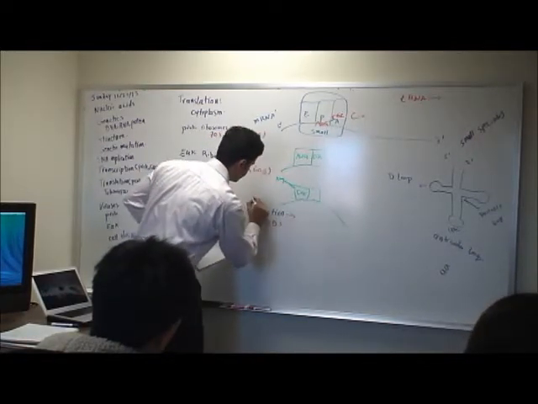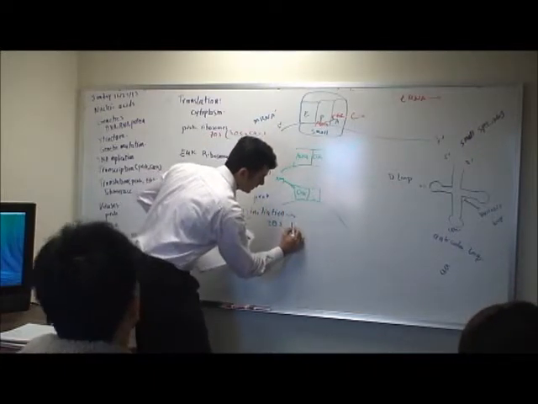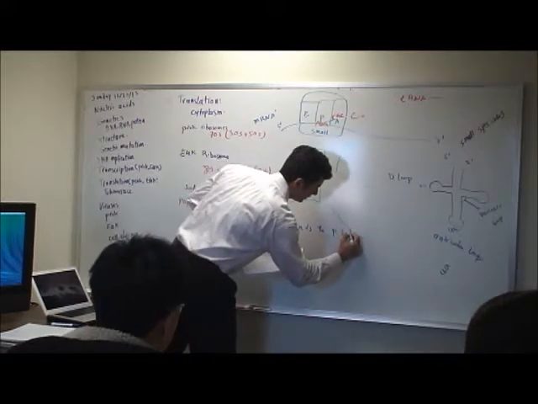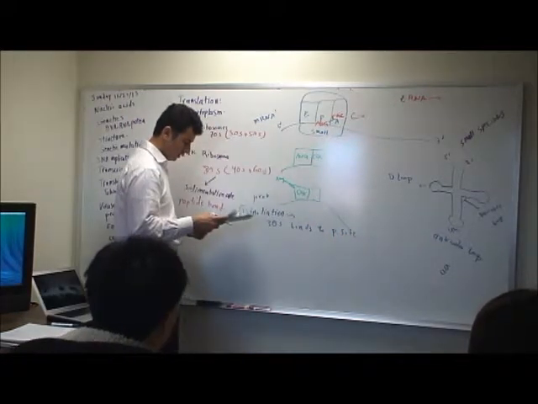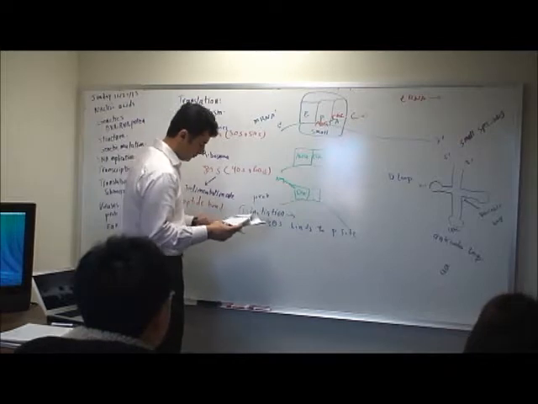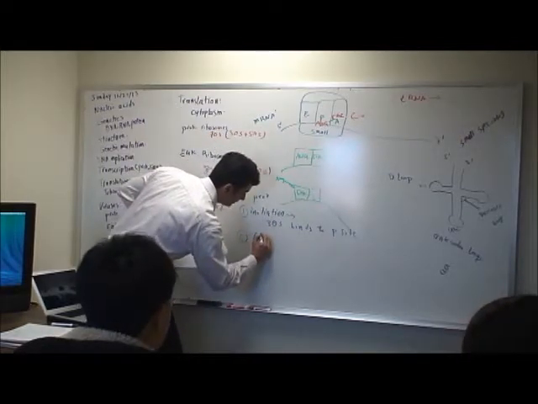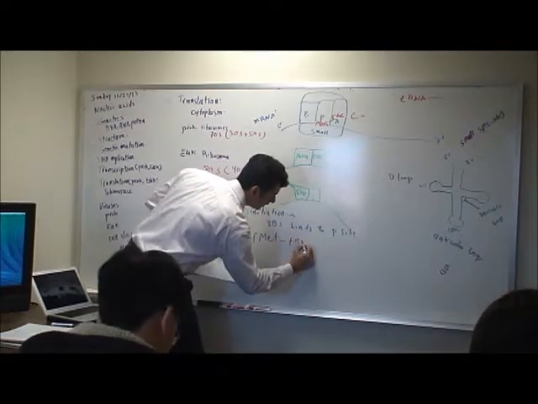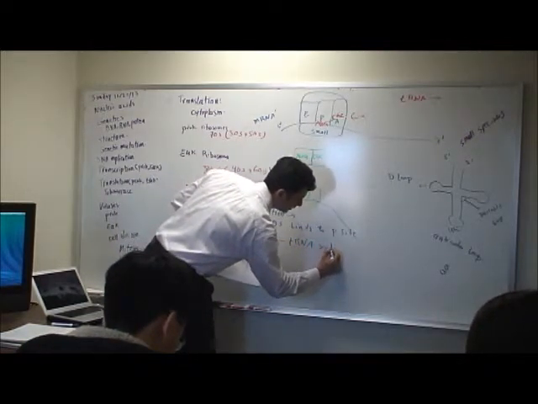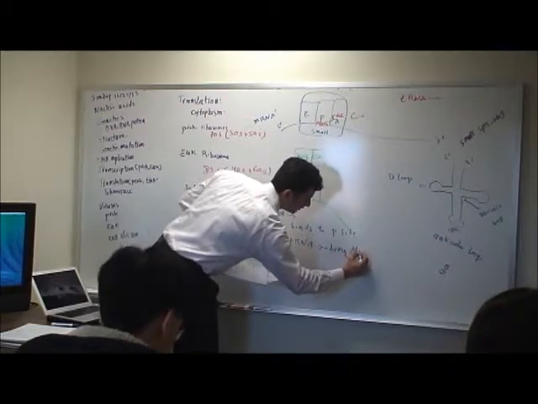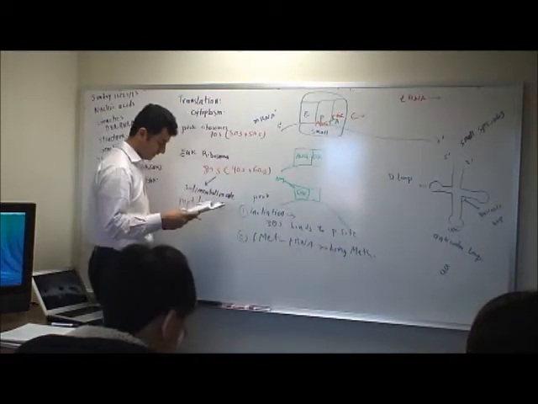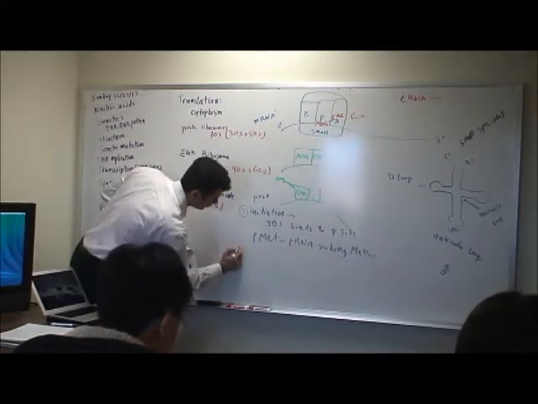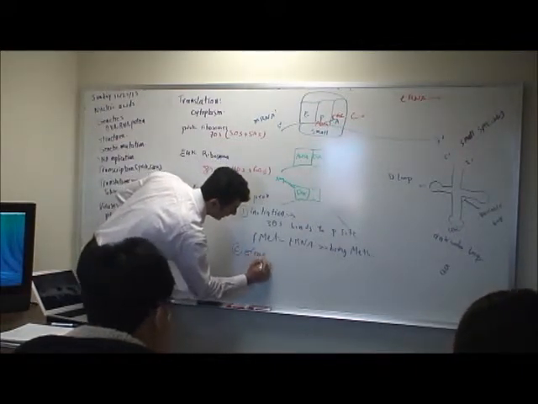30S, again this is in prokaryotes, 30S binds to a P site. Okay. In number 2, F-methionine, if it's a prokaryote, F-methionine tRNA brings methionine amino acid. So number 2 is called elongation.